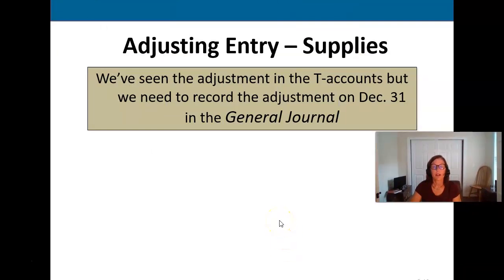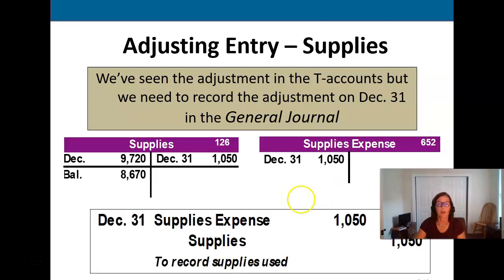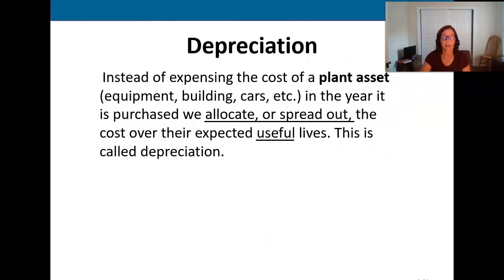And now let's look at this not in T account form, but in the way that it would actually look in terms of the journal entries. Here we go. So again, debits first, which would be the supplies expense, followed by credits, which is the credit to the supplies account to record the supplies used during the month of December.